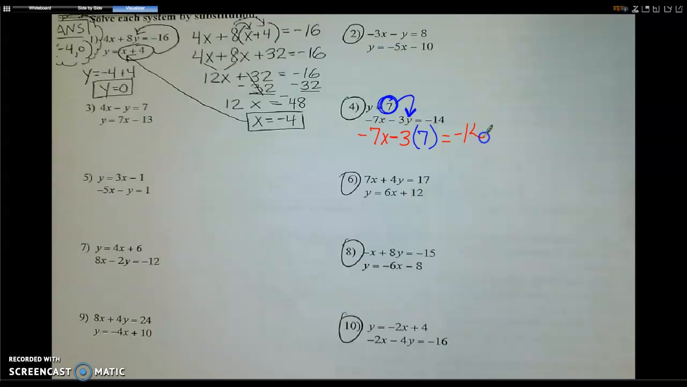Equals negative 14. Solve that equation. You will have x. Put it together and you will have your coordinates, x and y. Looking at number 5.